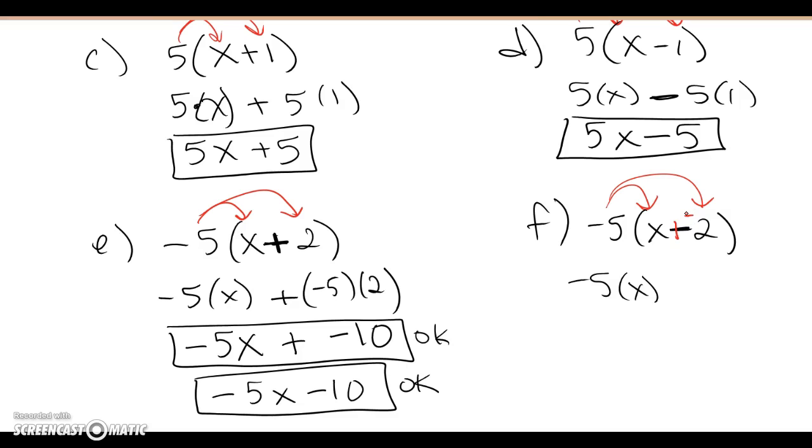If I do the change business, then I've basically got negative 5 times the x plus negative 5 times that negative 2.